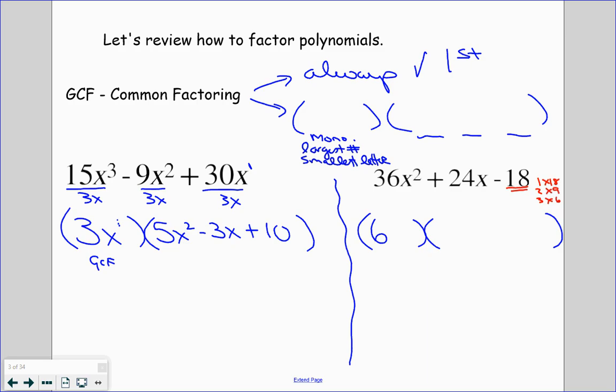Okay, can you take out a letter? No. This one has an X, this one has an X, this one does not have an X. So if it does not have an X in common, you cannot take it out. So in this case, your GCF was just the 6. That's it. So you divide everything by 6. And you get that. So that was GCF, okay? Trying to find that number, okay? Questions on GCF?